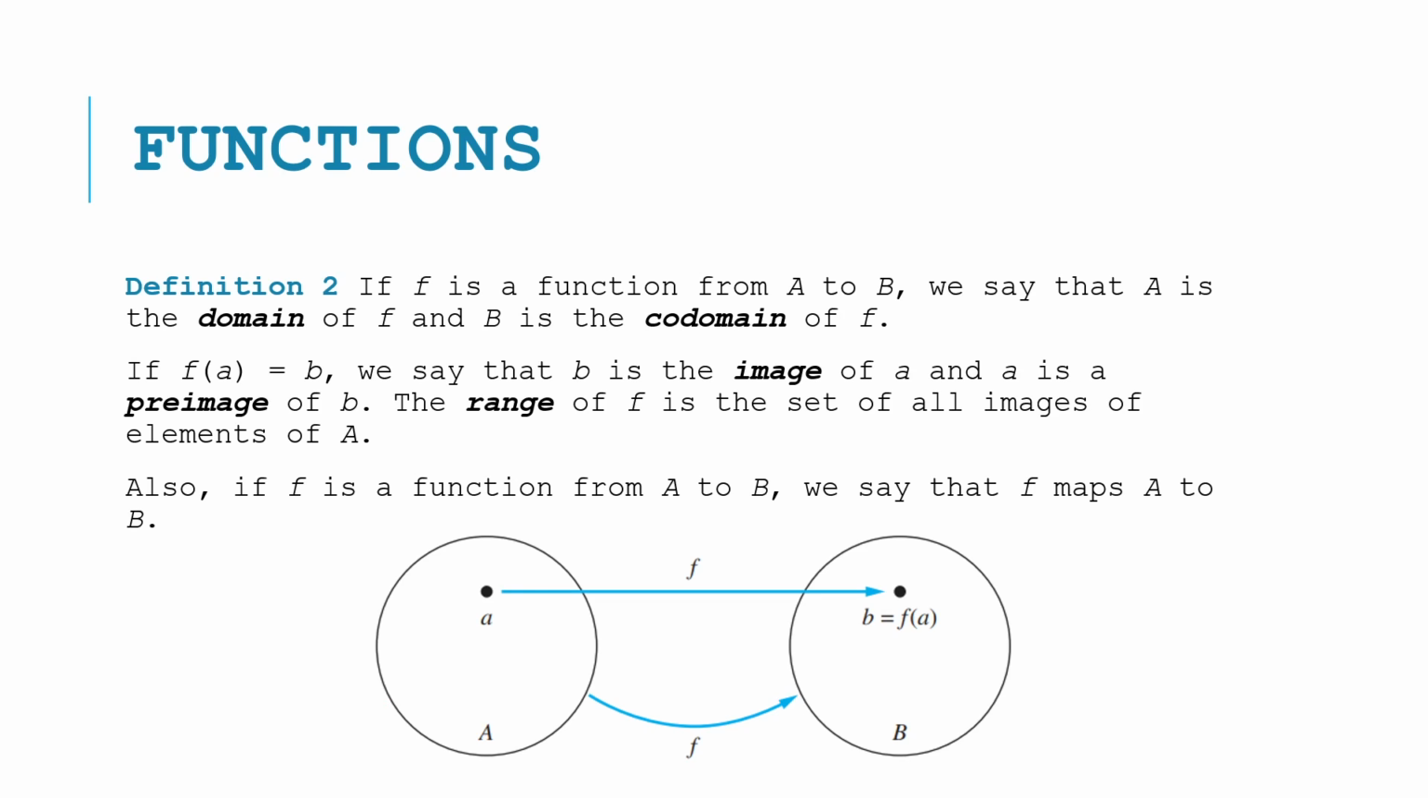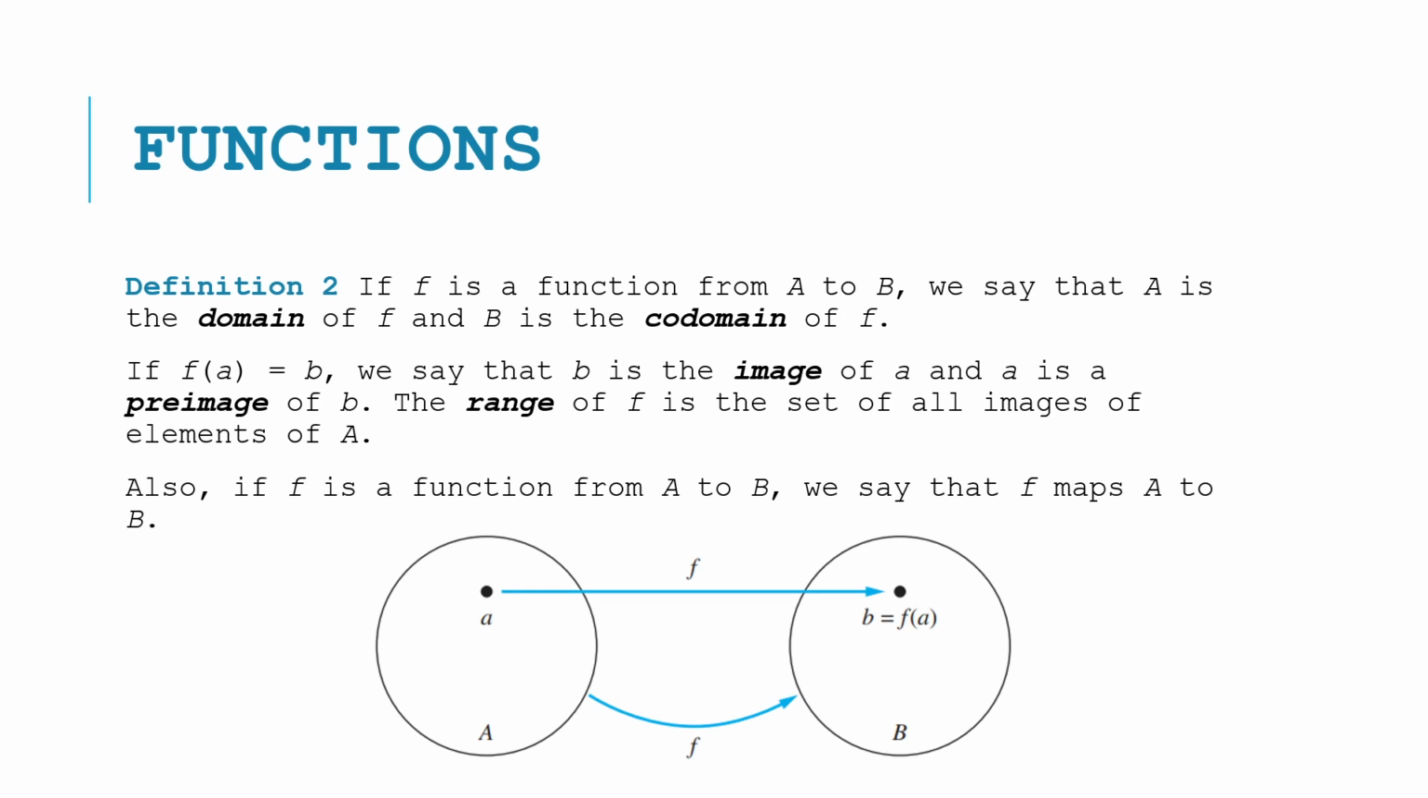If f of a is equal to b, then we say that b is an image of a and a is the pre-image of b. The image of a is the result of the function given the element a. And a is the pre-image, or what is inputted in the function to result in that image b. The range of f is just the set of all images of elements of A. So if it is an image of the function, then it is an element of the range.